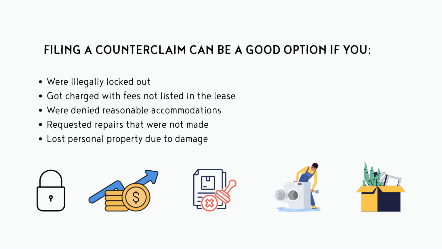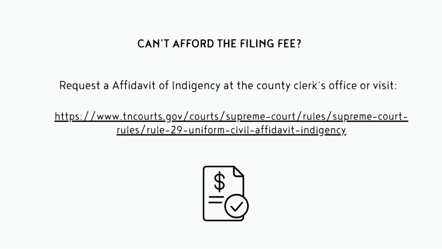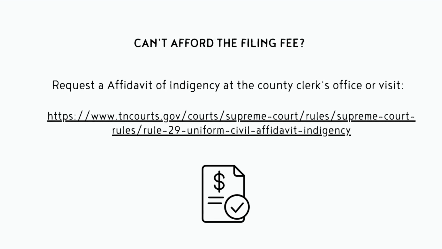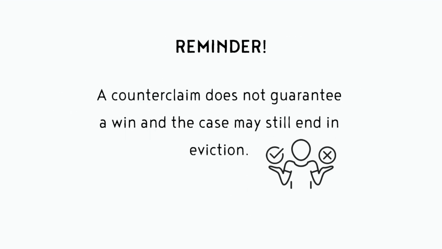To do so, please follow these steps. First, you will need to file the counterclaim form at the General Sessions Clerk's office. You can get a sample form to prepare at home at las.org/ertc/self-help, or you can ask for one at the General Sessions Clerk's office. There will be a small fee for you to pay for filing, but if you can't afford the fee, request a waiver by filling out an affidavit of indigency, which means you may not have to pay anything to file your counterclaim. Remember, even if you file a counterclaim, there is no guarantee you will win, and you may still be evicted. Most counterclaims are about money owed, not about whether you can stay in your place.